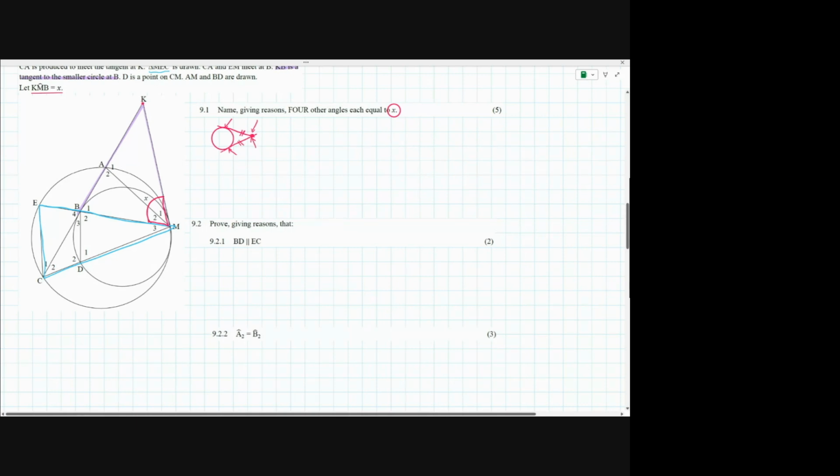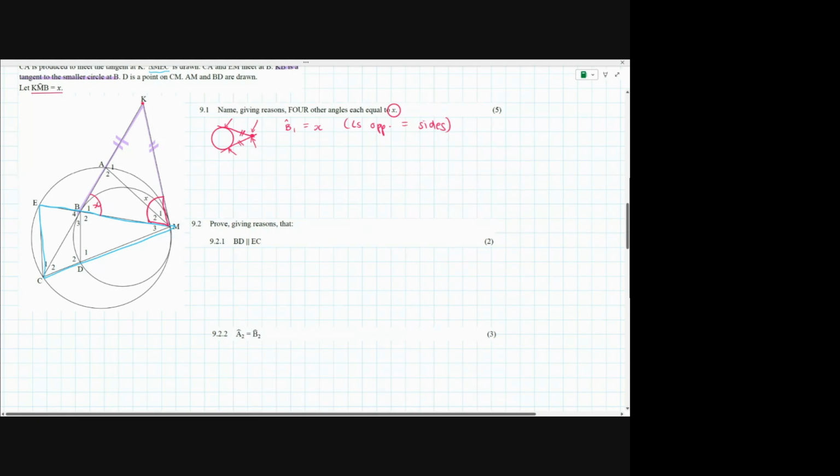So here's my common point K. Here's my tangents to my smaller circle, KA, KB, and KM, which means that these purple lines that I've drawn in here are equal to each other. And if those 2 lines are equal to each other, that means that the angles opposite them are equal. So this whole angle B1 is equal to x. And immediately now that I know this is x, I would fill it in for myself.